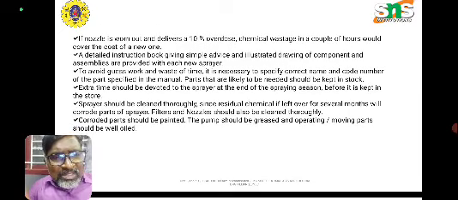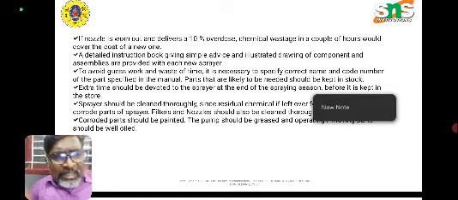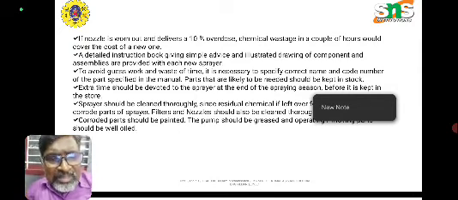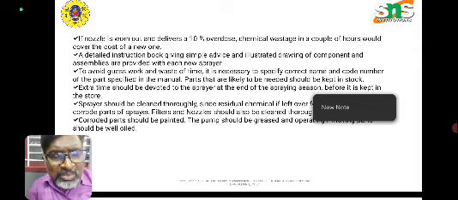If the nozzle is worn out, causing a 10% overdose, then the chemical wastage in a couple of hours will cover the cost of a new one. This is a very important point that we should know.